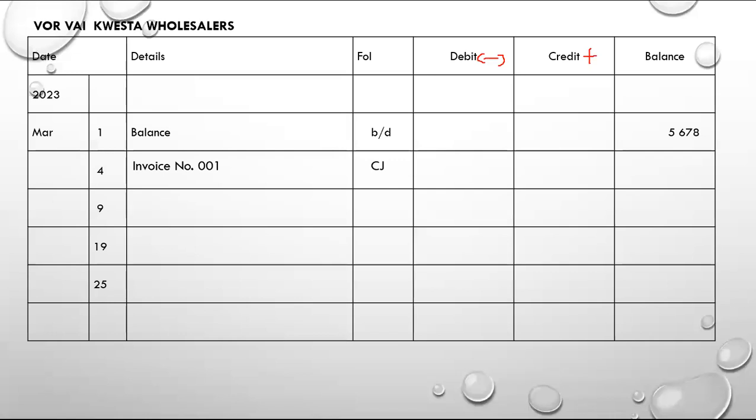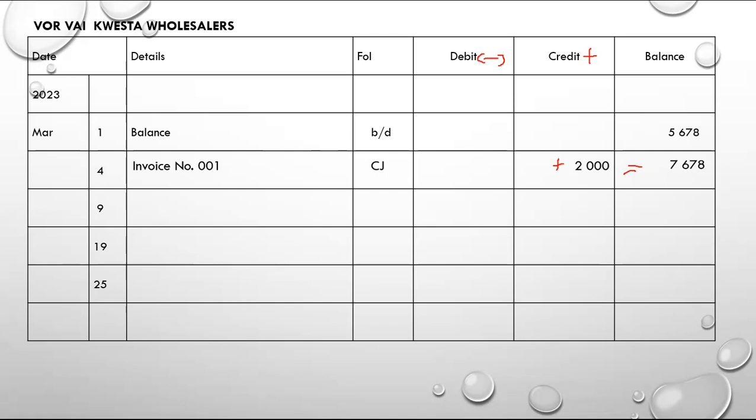This information will come from the CJ. It will increase what we owe Volvi wholesalers. Why does it increase what we owe Volvi wholesalers? It is because we bought goods on credit. So the balance that we owe Volvi wholesalers has gone up from 5,678. You are going to add this 2,000 and the new balance will be 7,678. All right, let's go to the 9th.